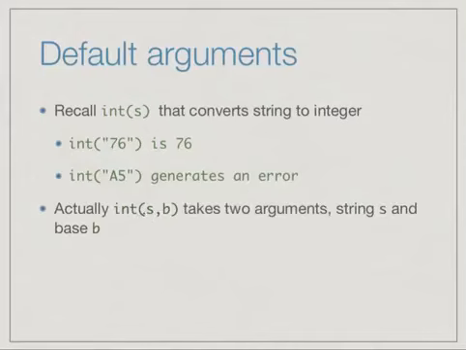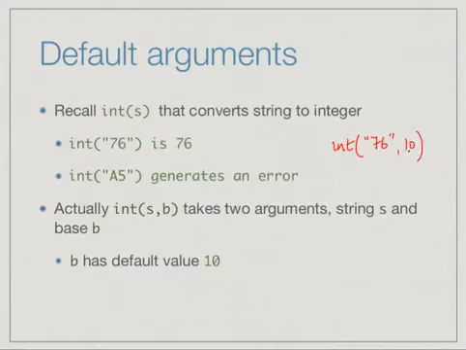Now it turns out that int is actually not a function of one argument, but two arguments. And the second argument is the base. So we give it a string and convert it to a number in base b. And if we don't provide b, then by default b has value 10. So what is happening in the earlier int conversions is that it's as though we are saying int(76) with base 10, but since we don't provide the 10, Python has a mechanism to take the value that is not provided and substitute it with the default value 10.